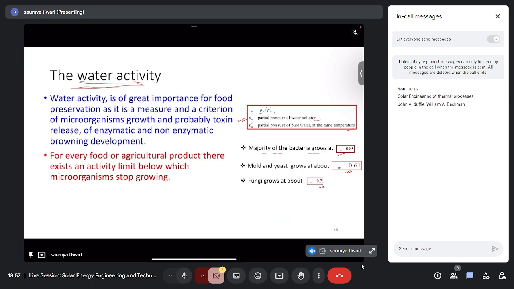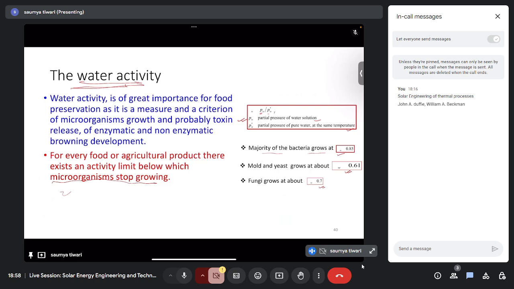If you want to understand its significance, then for every product, say a food or agriculture product, there should be some minimum amount of water that needs to be there for a particular microorganism to prevail in that product. So we are trying to calculate this water activity regarding that particular application: at which moisture content or water content this microorganism stops growing.